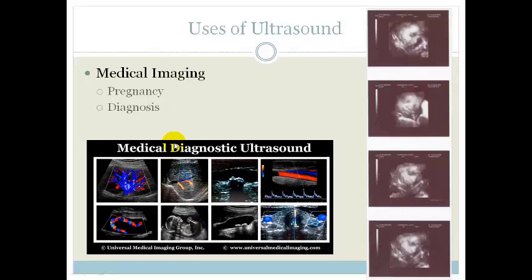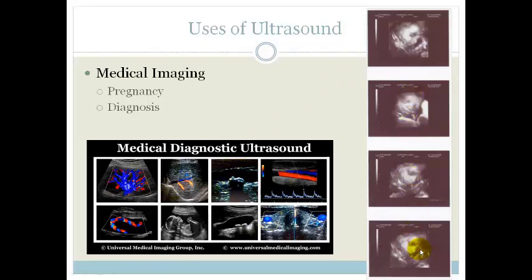But not only is it used for pregnancy, it is also used for other types of medical diagnosis. And if you look very carefully in these pictures, you can see that here we're looking at blood flow, and there we're looking at different types of blood flow and liquid flow within the abdomen. It can also be used to find tumors. So ultrasound is used mainly in medical imaging. It is used to diagnose pregnancy and also to check if the baby is growing properly.